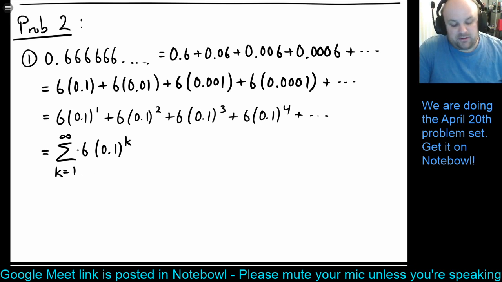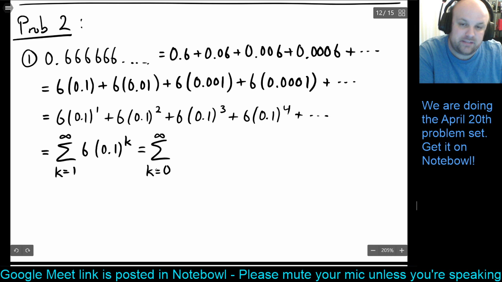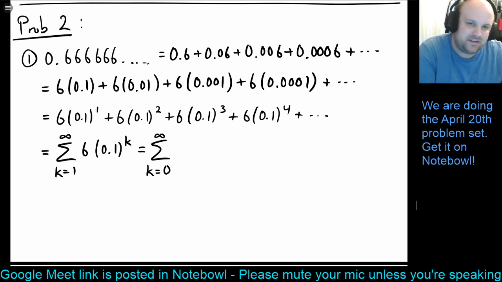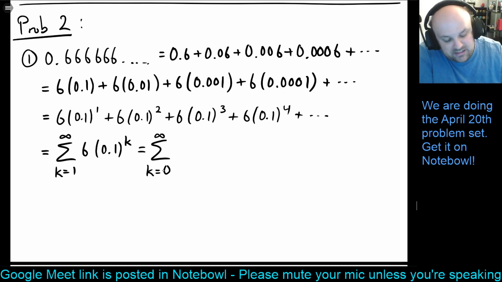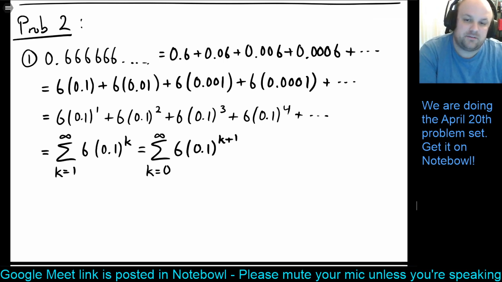All right, so now that we're here, we need this to start at 0. So we're going to do that re-indexing trick from earlier. I'm going to take this sum and lower this number by 1. Technically, I lowered that infinity by 1 as well, but infinity minus 1 is kind of infinity. And since I lowered this by 1, I have to raise this k over here by 1. So I have that k plus 1.